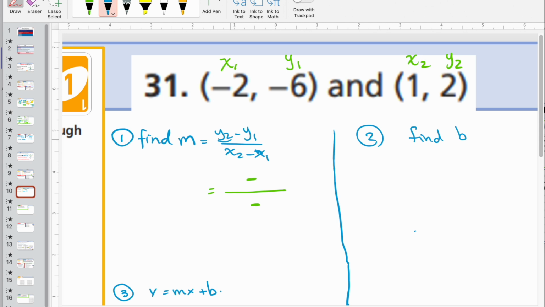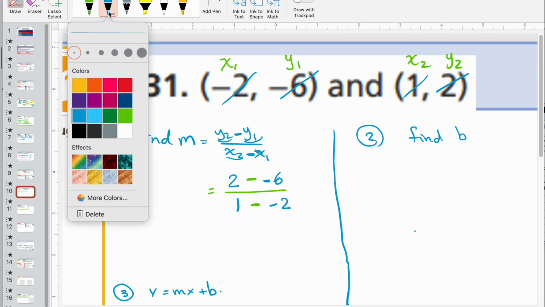What is y2? It's 2. Just write it down. What is y1? It's negative 6. Cross it and write it down. Can you see? I wrote the negative 6. I was not confused and I didn't think that this is the negative for negative 6. No, this is the subtraction that I have to write. Why? Because I wrote it from the beginning. What is x2? It's 1. Write it down. What is x1? It's negative 2. Same thing.